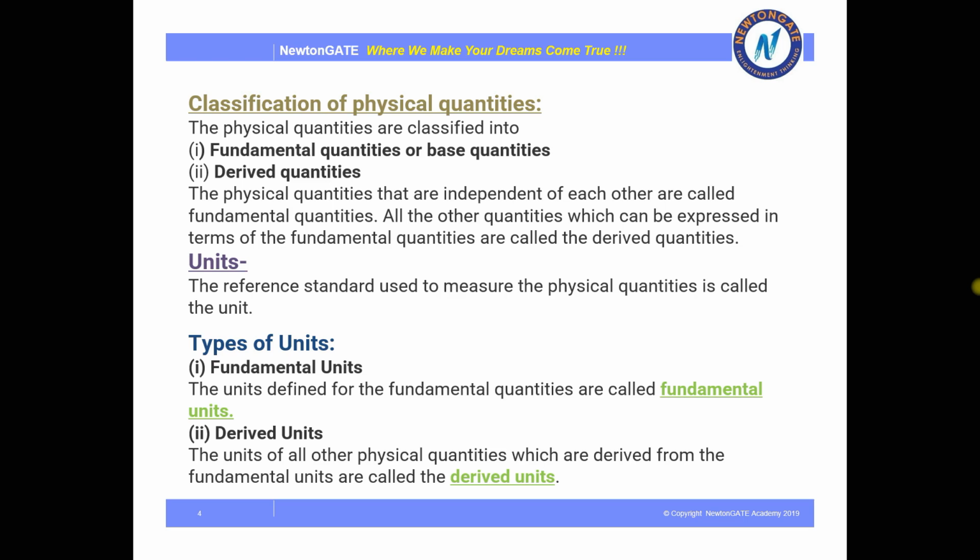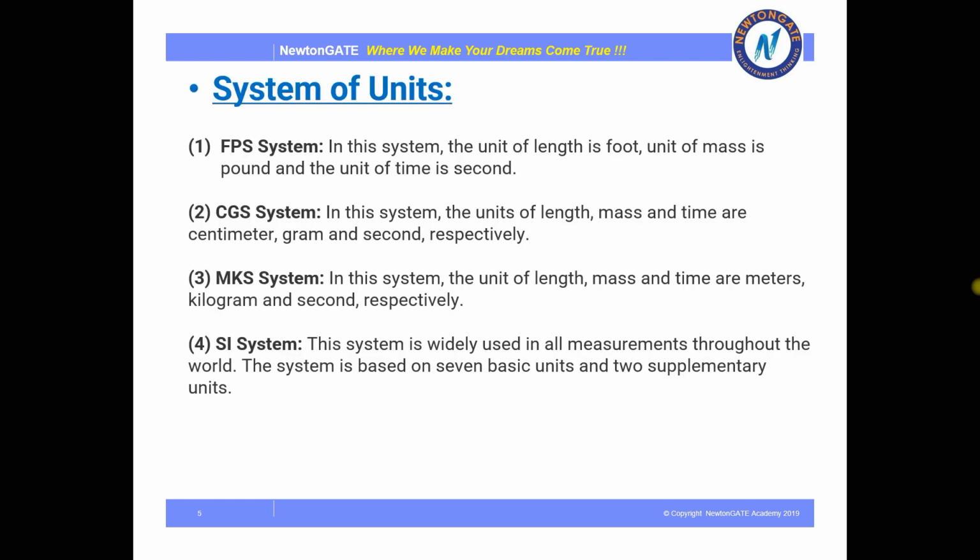Types of unit. Number 1 is fundamental units. The units defined for the fundamental quantities are called fundamental units. Number 2 is derived units. The units of all the other physical quantities which are derived from the fundamental quantities are called derived units. These are the systems of units.